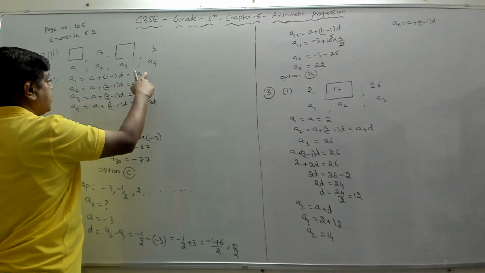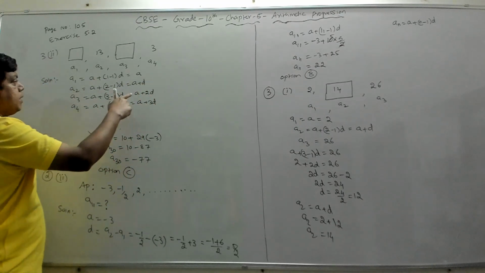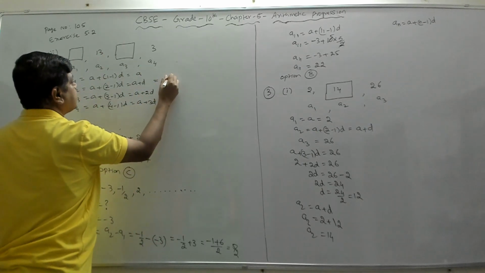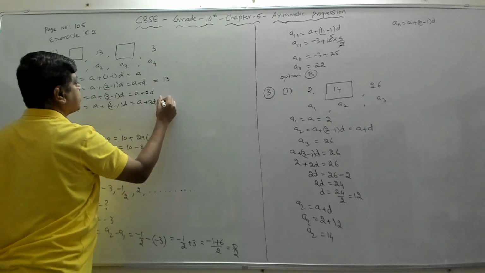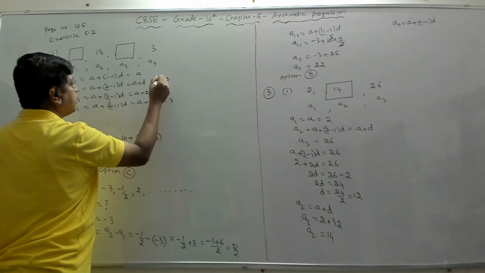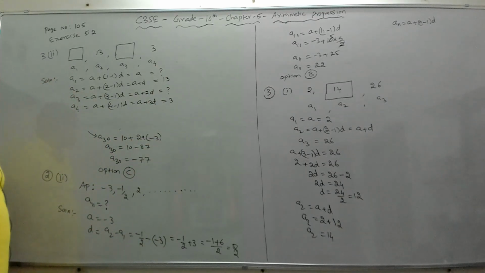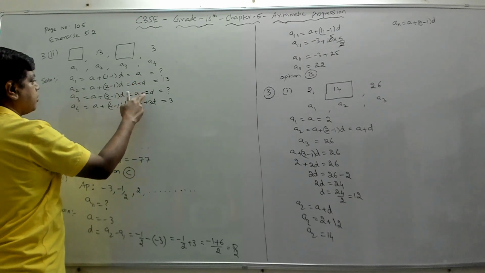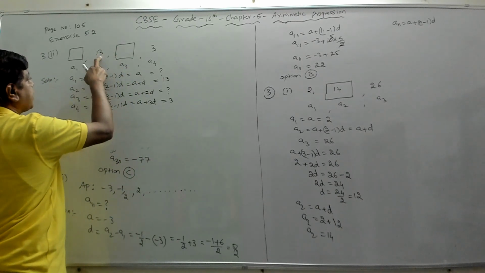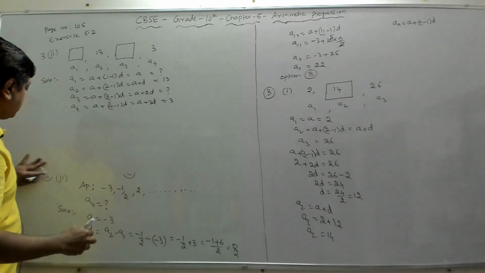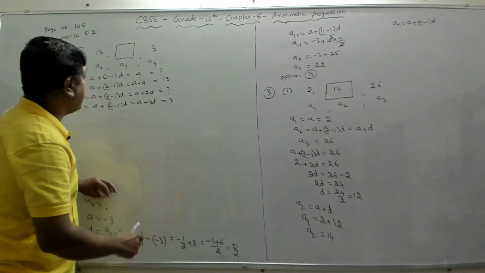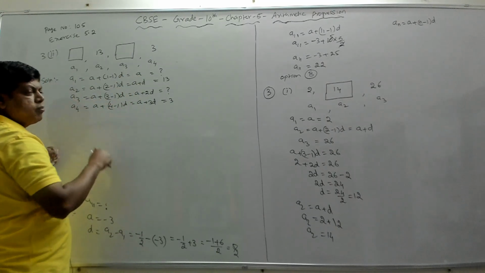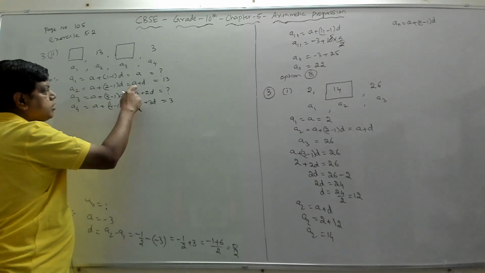Now we have to find this and this, right? A2, which is A plus D, is given as 13, and A4 is given as 3. We have to find the first term A and the third term A plus 2D. First and third terms are what we need, since the second and fourth are given. So from the second and fourth terms, we have to find A and D. Once we find A and D, we'll substitute them here and you'll get the first term and the third term. So we are supposed to find A and D using these two equations.